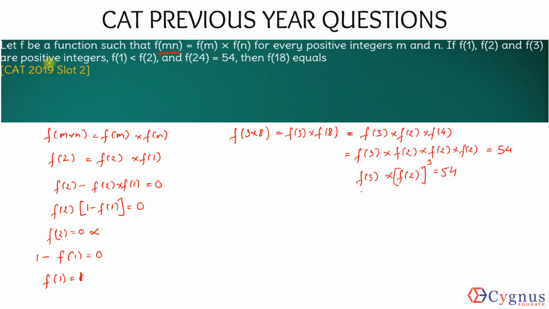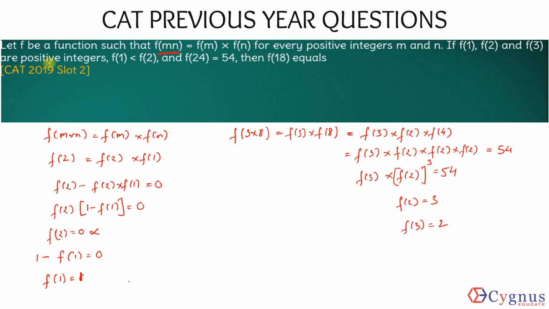And you also know that f of 2 and f of 3 are positive integers. So which perfect cube will give you 54? Sorry, this is 27. 27 into something will give you 54. So in that case, f of 2 must be equal to 3. If f of 2 becomes 3, this is 3 cubed, 27. In that case, f of 3 will be equal to 2.